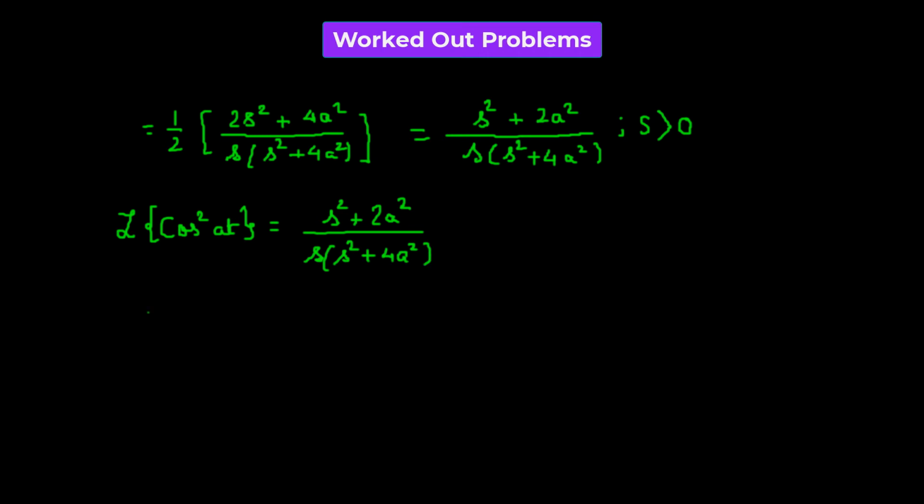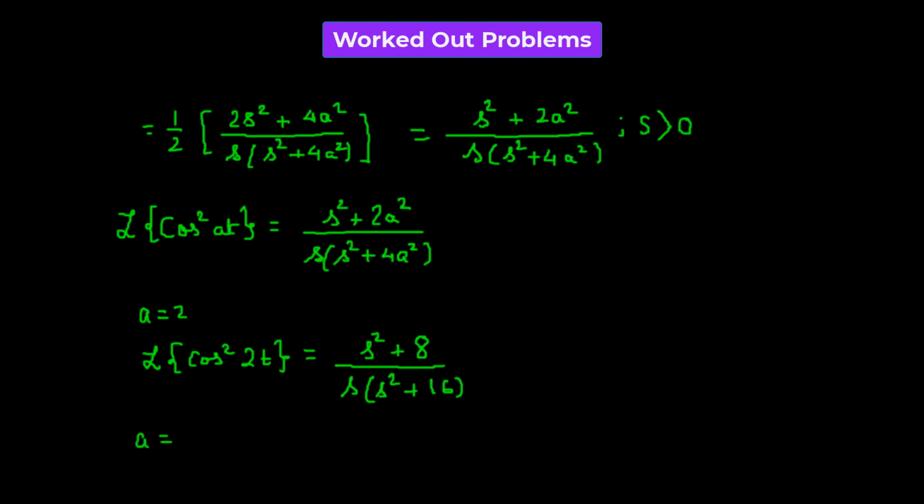Now let us suppose that the value of a is equal to 2, then Laplace transform of cosine squared 2t will be equal to s squared plus, so 2 times 2 squared, so 2 squared is 4 and 4 times 2 is 8. So we have s squared plus 8 in the numerator divided by s times s squared plus 4a squared, so a squared is 2 squared, so 4 times 4 is 16. So this is the Laplace transform of cosine squared 2t.